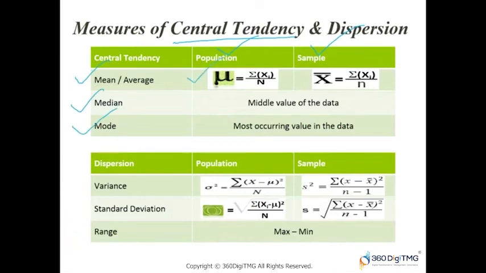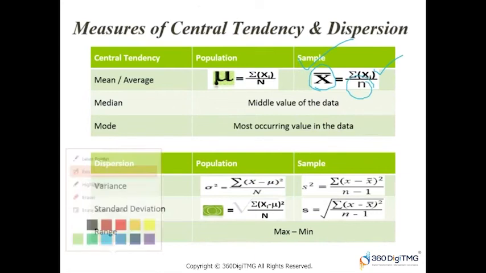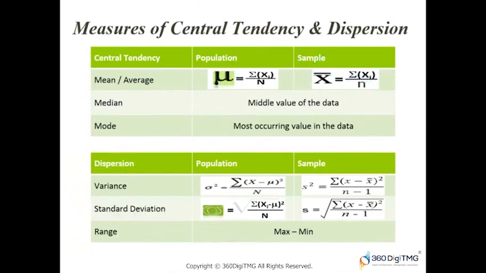For a population, the mean is represented using mu. It's the summation of all the numbers divided by the number of numbers you have in the data set. You see Greek letters primarily for population. If it's a sample, you represent mean or average as x bar, which is also the summation of all the variables divided by the number of variables. It's denoted by small n because it's not the complete set. It's just a sample of the population.